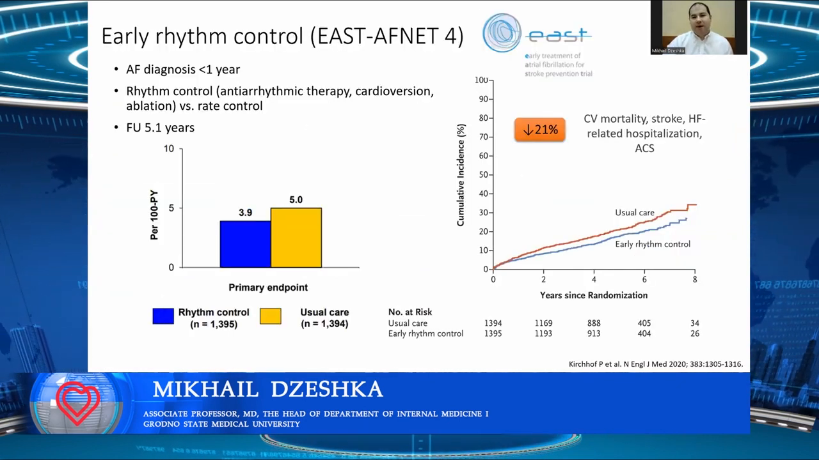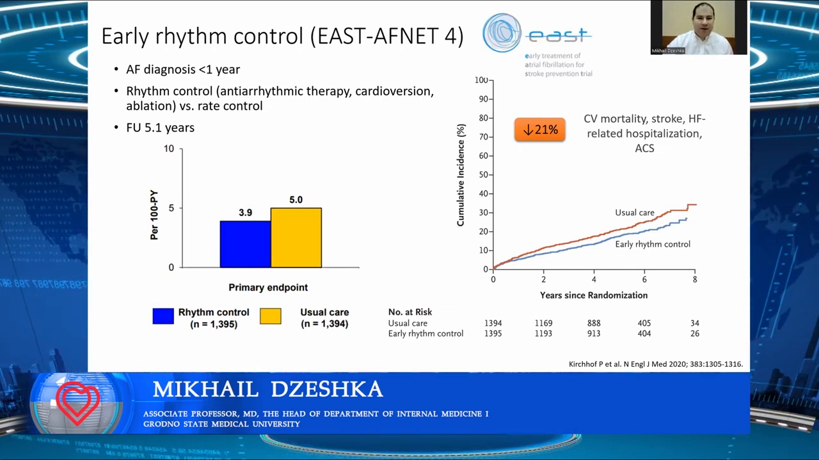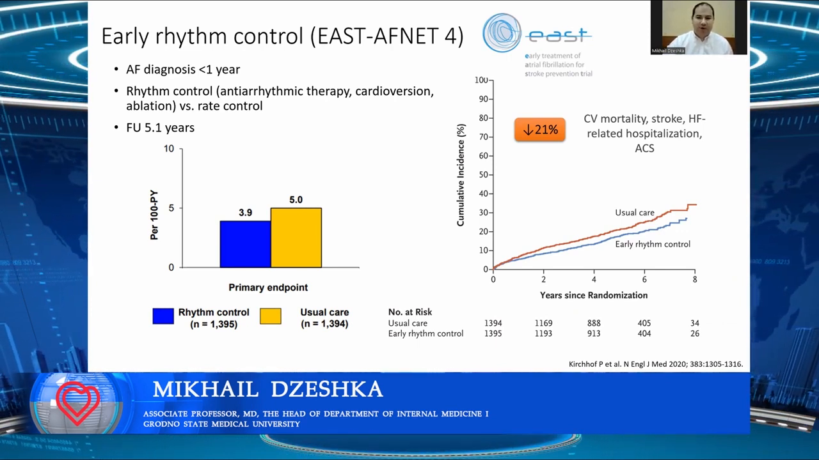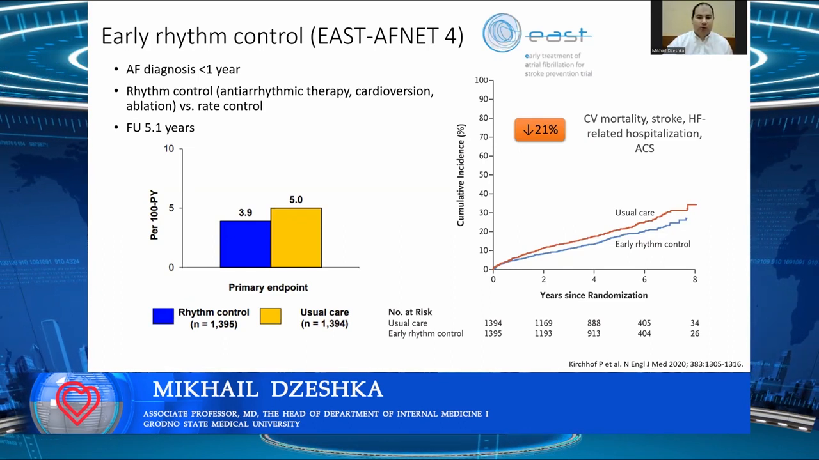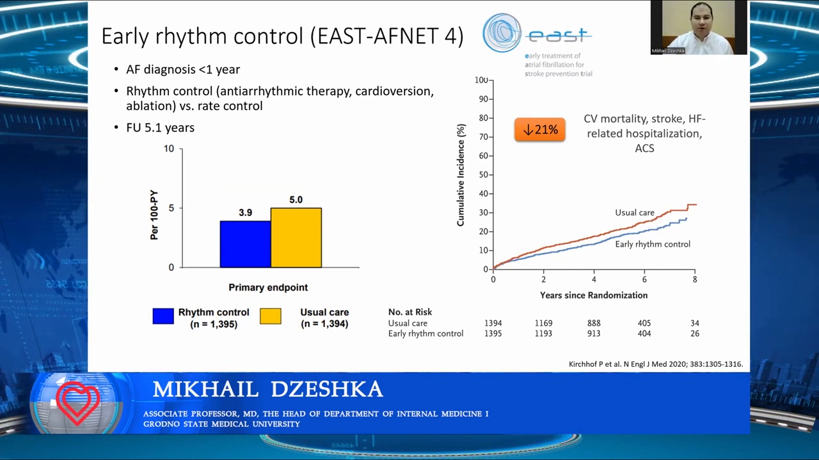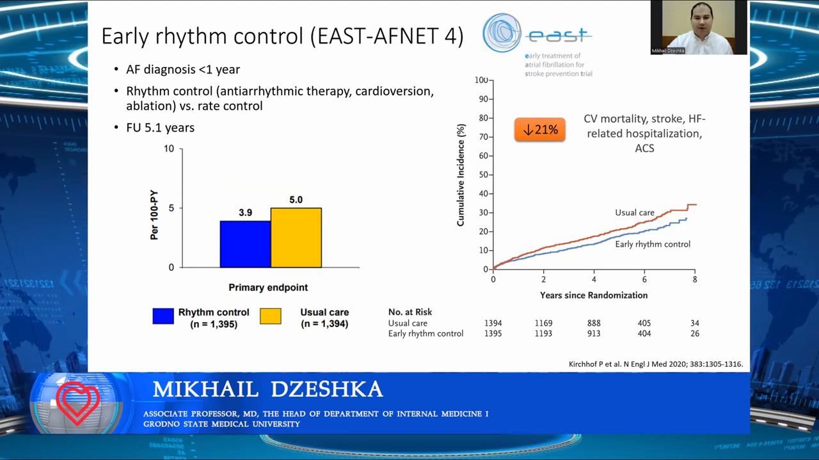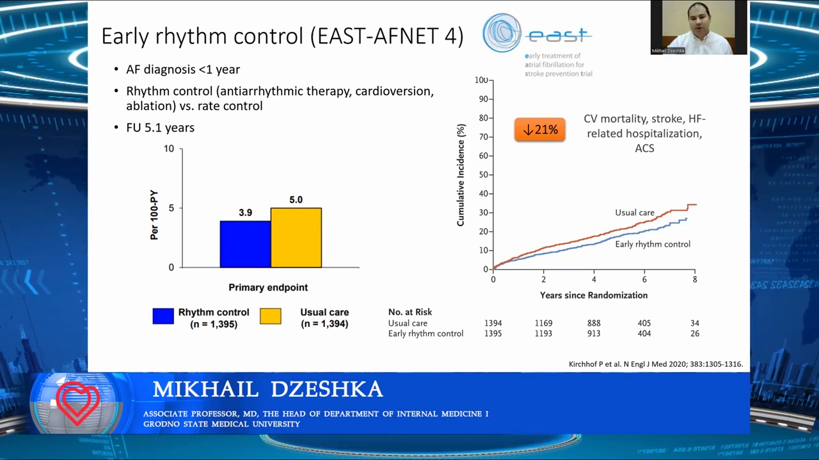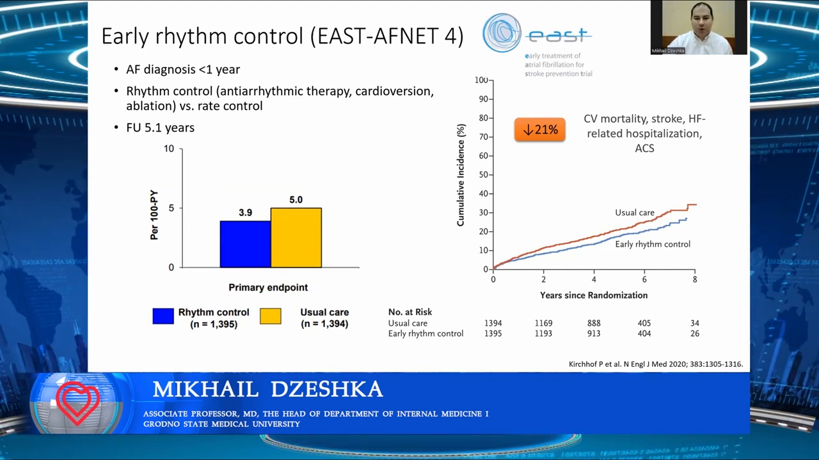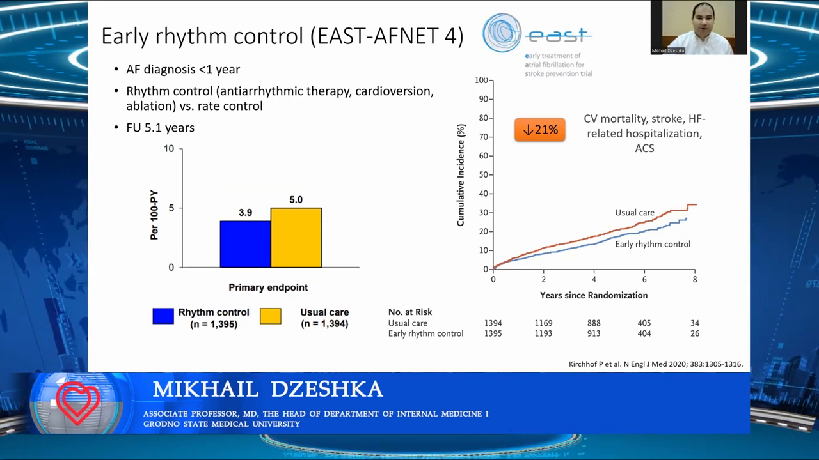Important evidence regarding the effect of early rhythm control therapy on clinical outcomes has been provided by the EAST trial, where prospectively recruited patients with atrial fibrillation diagnosed within 1 year underwent rhythm control either with antiarrhythmic agents, cardioversion, or ablation, compared to rate control. Utilization of rhythm control strategy led to a significant 21% reduction of the combined endpoint of cardiovascular mortality, stroke, heart failure-related hospitalizations, and acute coronary syndrome.